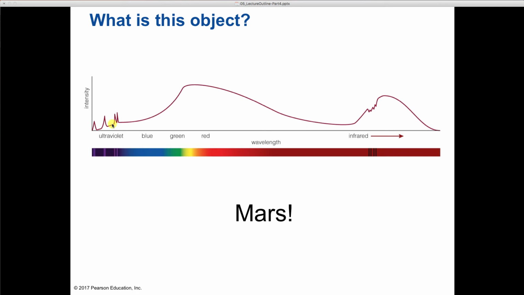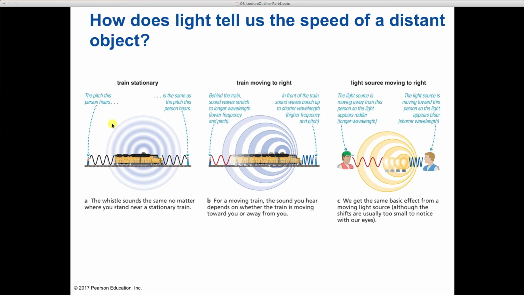So it turns out this is the spectrum of Mars, or at least approximately. There's a lot more detail to it than what we have here, but we don't need to go into all that detail. So that's Mars. So before we go into the Doppler effect, the last topic of this chapter, let me just show you a couple more of those interactive figures that are useful.